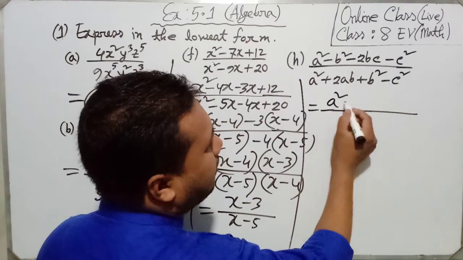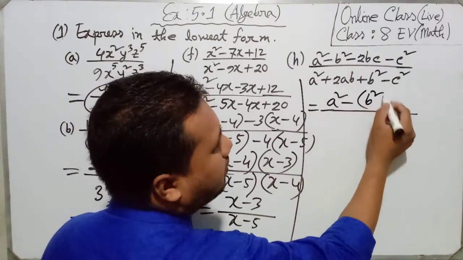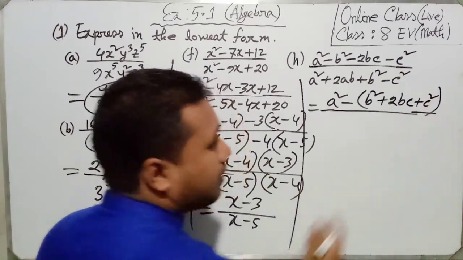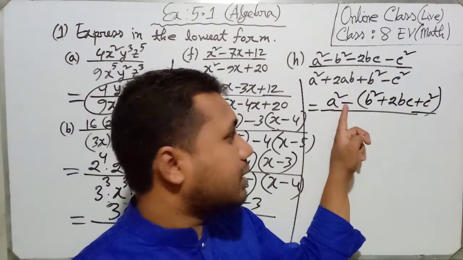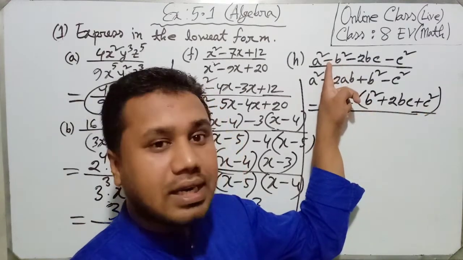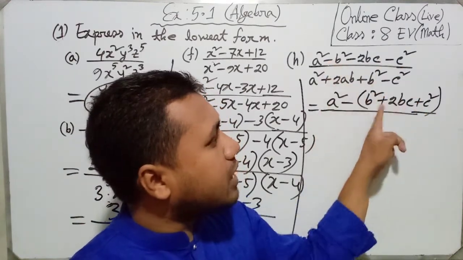Look, if we take minus as a common factor, it will be twice bc plus c square. Now dear students, why can we take minus as a common factor? Then it all will be positive. If minus is taken, then all signs will be positive.